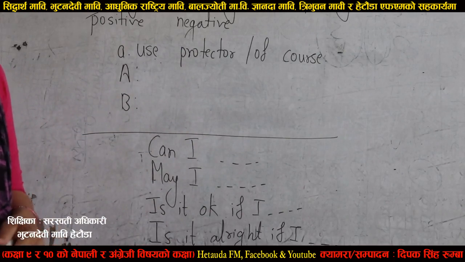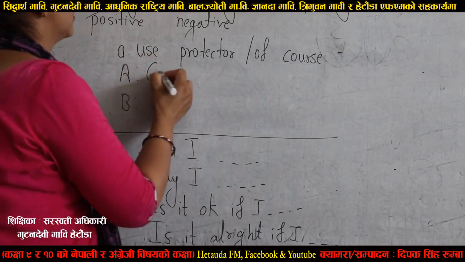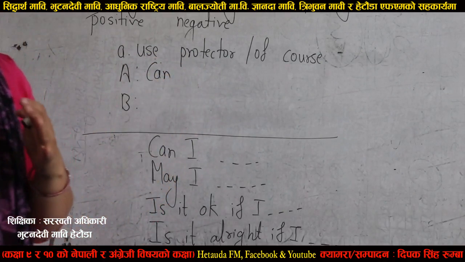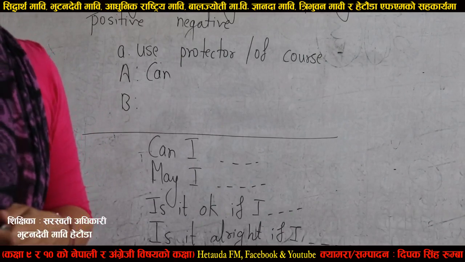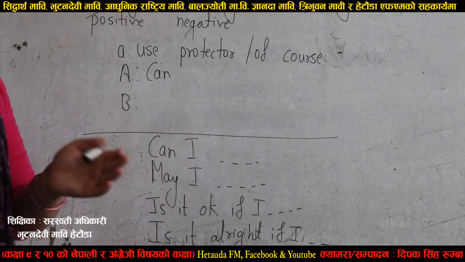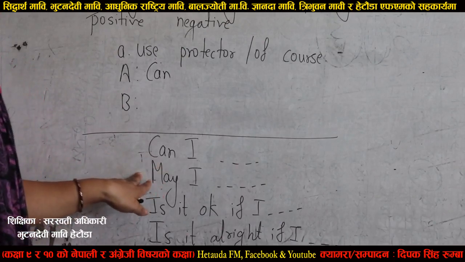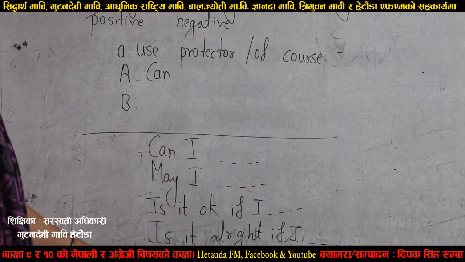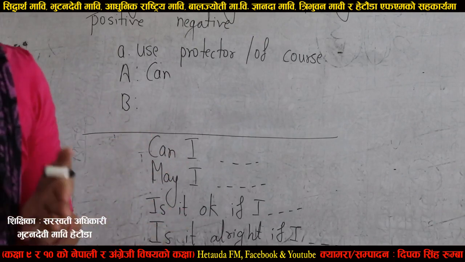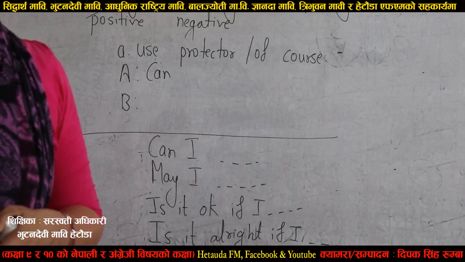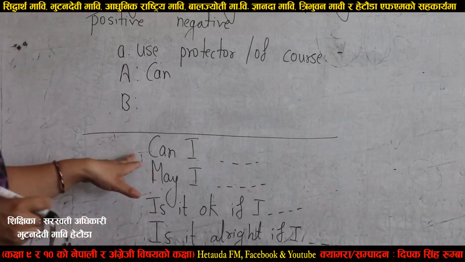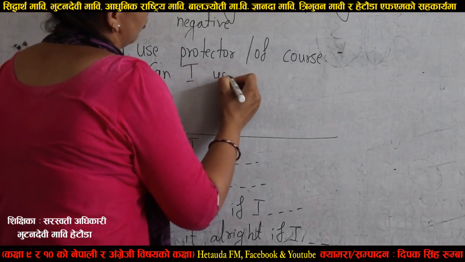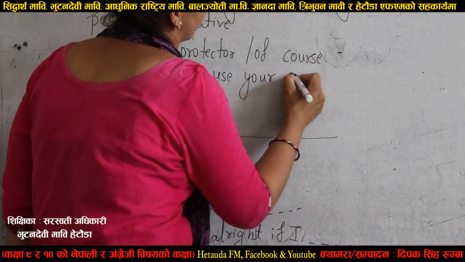So let's start from the very easier one. Can I? See, you are using these phrases, can I, may I go to toilet, can I drink water, may I go outside, in your classroom or in your day-to-day life too. That's why it may be furthermore easier for you. So let's use can I or may I. Is it okay if I, is it alright if I? This is also easy to use, but you may not be that much habituated to using these things. So let's begin from the easier one. Can I use your protector?